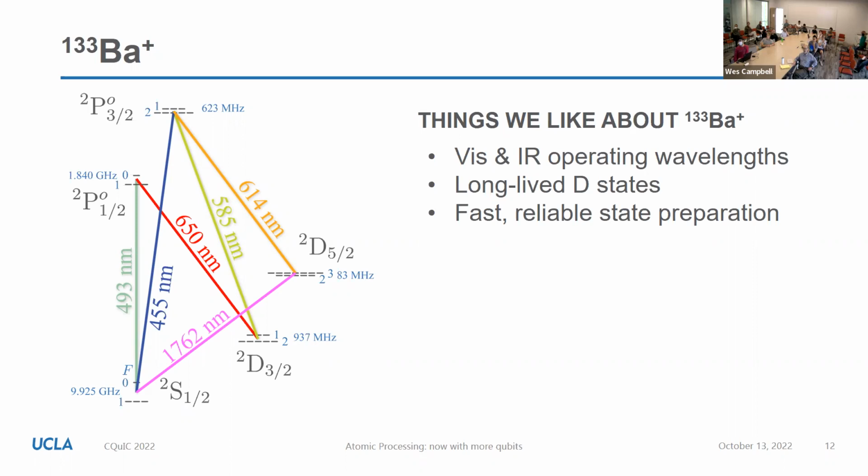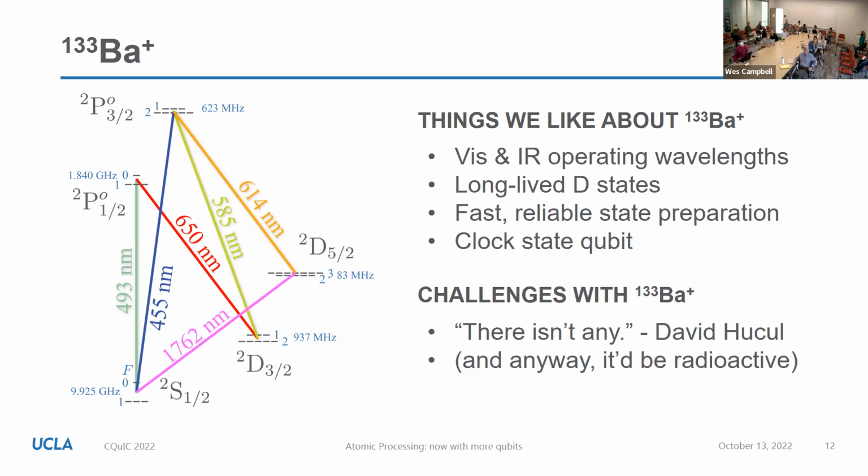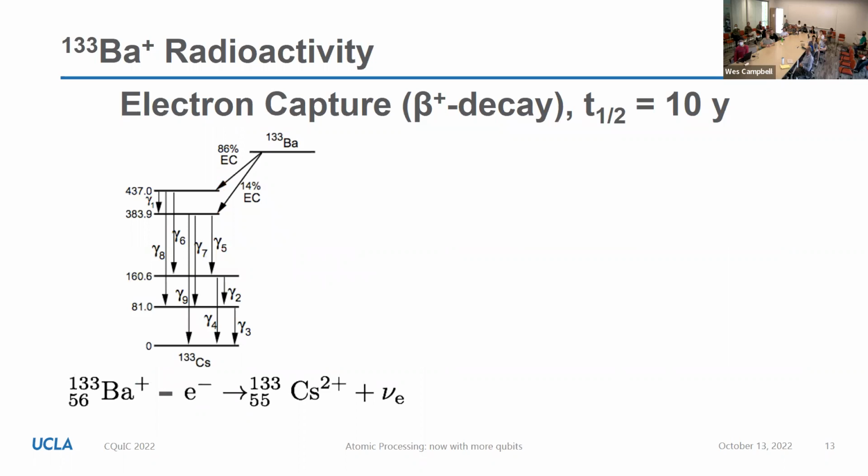We get our fast reliable state preparation from that qubit down there, which is a clock state qubit. The problem is there isn't any. All right. We would love to use barium 133, but it doesn't exist. All right. And if it did, it would be radioactive. Now, that is obviously a solvable problem. You can create this synthetically. So what we can do is just buy something that has been neutron irradiated barium 132. Some of those barium 132 nuclei will absorb a neutron, and then they become barium 133. That's how they make that stuff, and you can just buy it. And in fact, they can send it in the mail. It's a small enough quantity, which I think is astonishing.